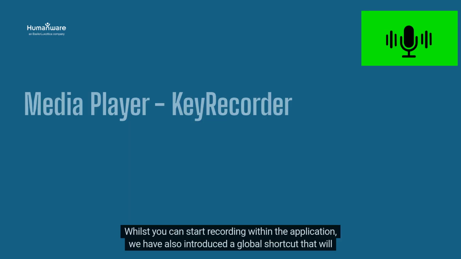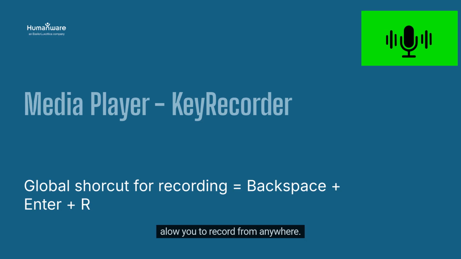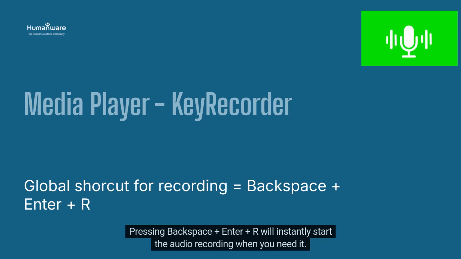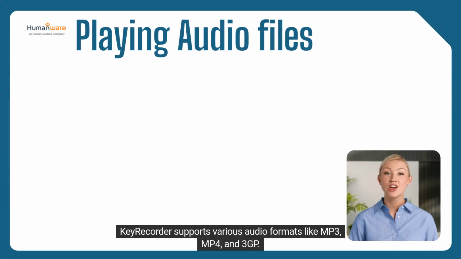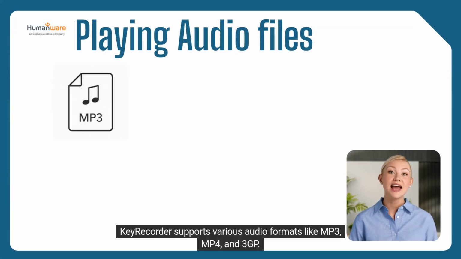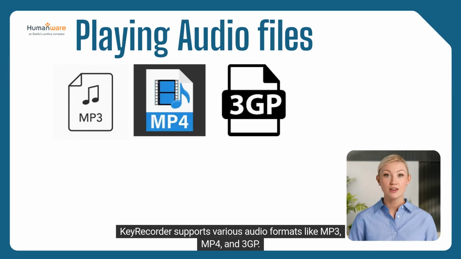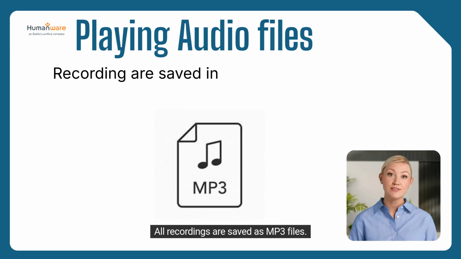Whilst you can start recording within the application, we have also introduced a global shortcut that will allow you to record from anywhere. Pressing backspace plus enter plus R will instantly start the audio recording when you need it. KeyRecorder supports various audio formats like MP3, MP4, and 3GP. All recordings are saved as MP3 files.